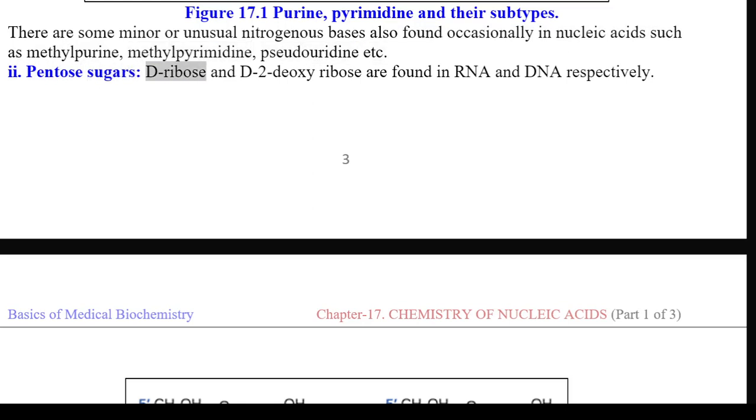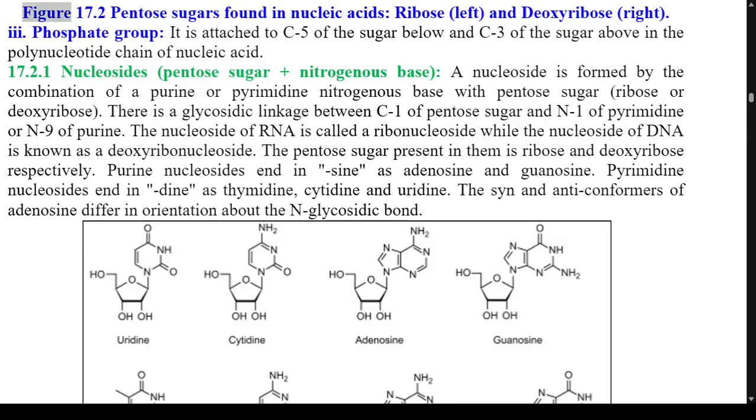Pentose sugars, D-ribose and D-2-deoxyribose, are found in RNA and DNA respectively. Figure 17.2 Pentose sugars found in nucleic acids, ribose, left, and deoxyribose, right. Phosphate group: it is attached to C5 of the sugar below and C3 of the sugar above in the polynucleotide chain of nucleic acid.